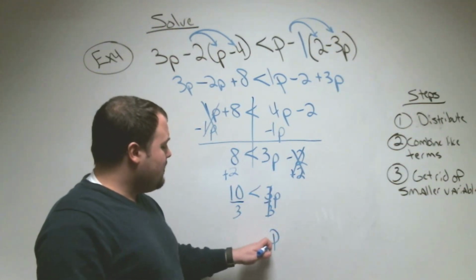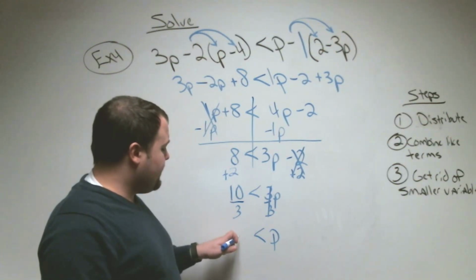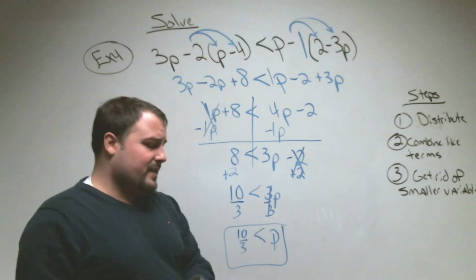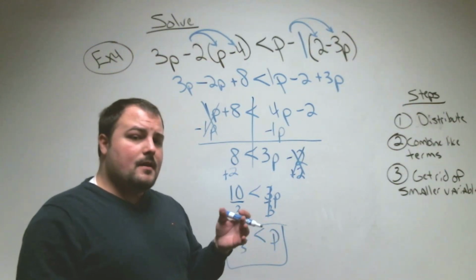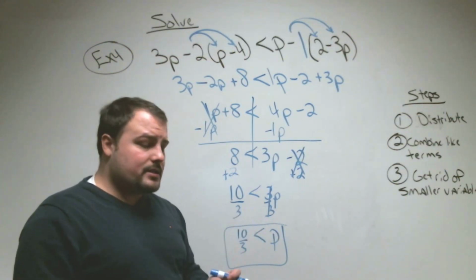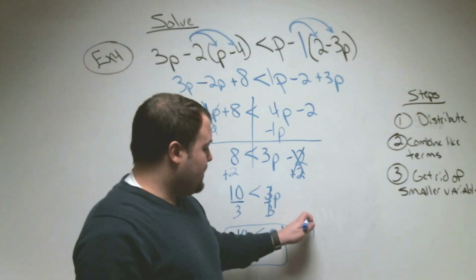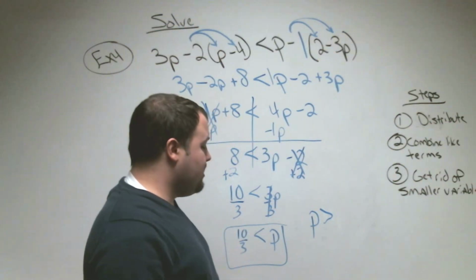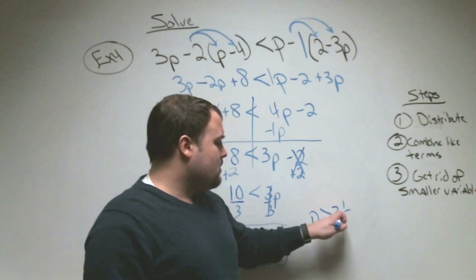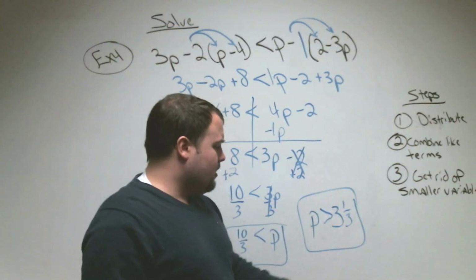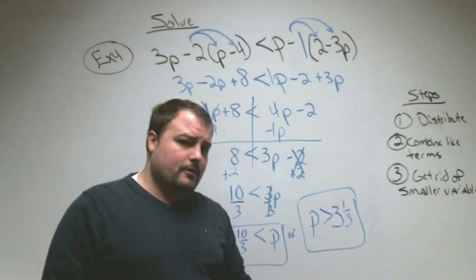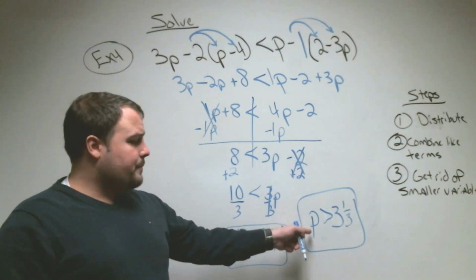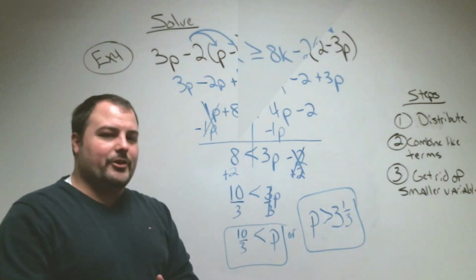This cancels out. And p is greater than 10 divided by 3, and I can leave it as 10/3 as one of my answers. Or if I wanted to, I could change this to a mixed number. It's going to be p, and again, it was opening up towards p. P is greater than 10 divided by 3, which is 3 and 1/3. Either one of these answers would be correct. So 10/3 is less than p, or p is greater than 3 and 1/3.